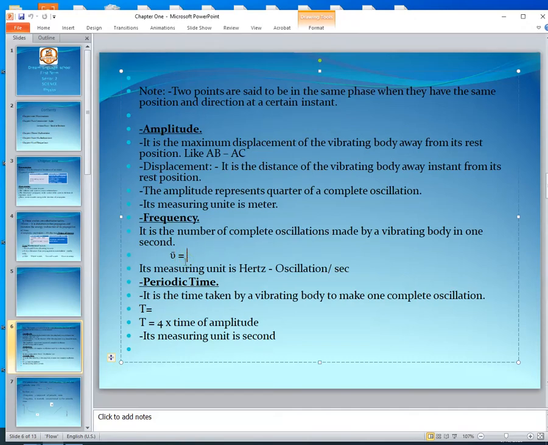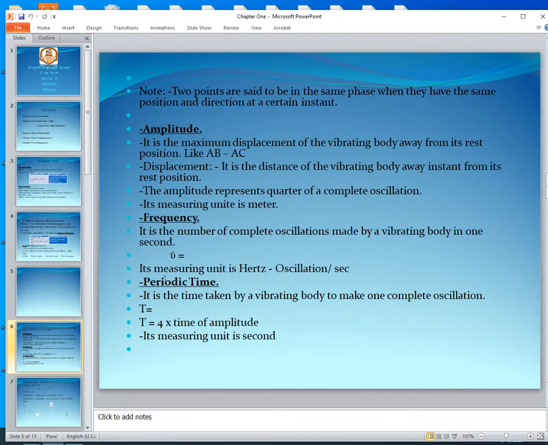So from the rule we can find its measuring unit. It's measured by n, measured by the cycle or oscillation, and the time measured by second, of course. So the measuring unit will be oscillation per second. Oscillation per second is the same as hertz. Hertz is the name of one of the most famous scientists in our field, physics.